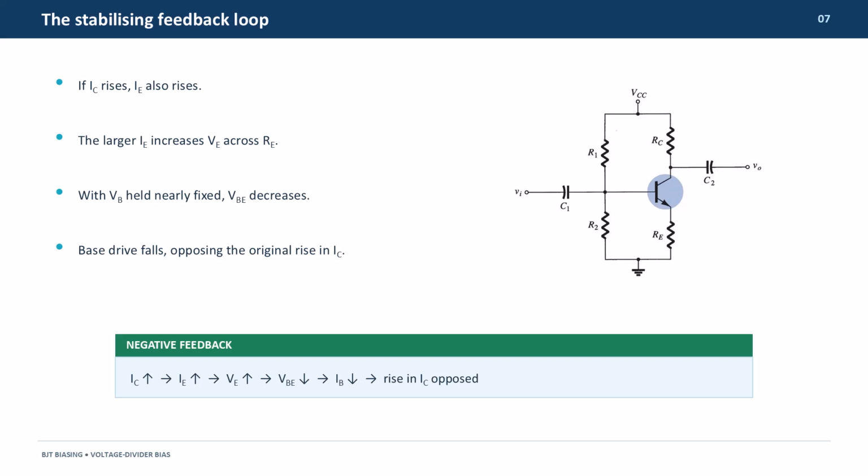Suppose temperature or device variation tends to increase collector current. Emitter current rises with it, so the voltage across the emitter resistor increases. Because a stiff divider keeps the base voltage almost constant, the base emitter voltage is reduced. This reduces base current and opposes the original rise. The same loop acts in reverse when collector current tends to fall.